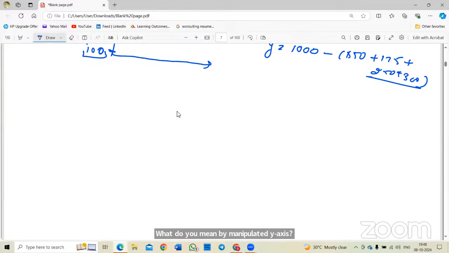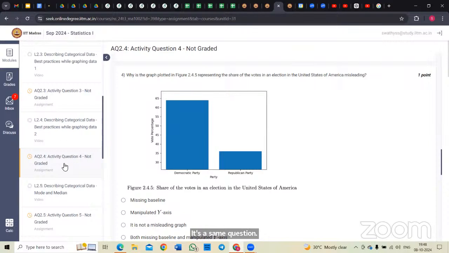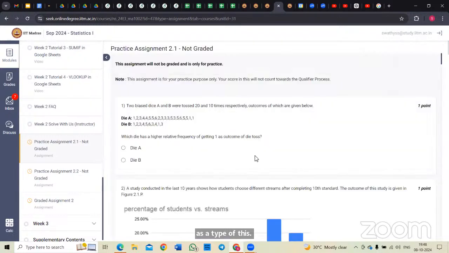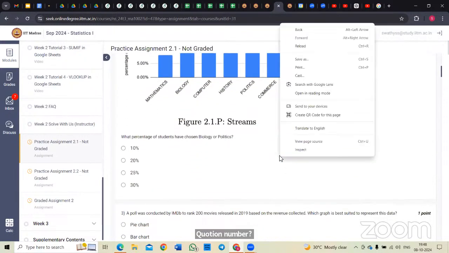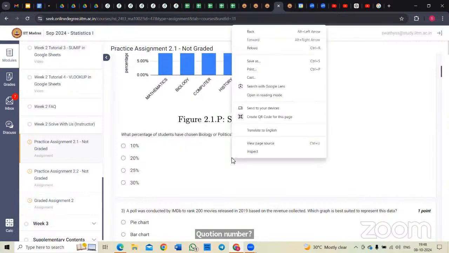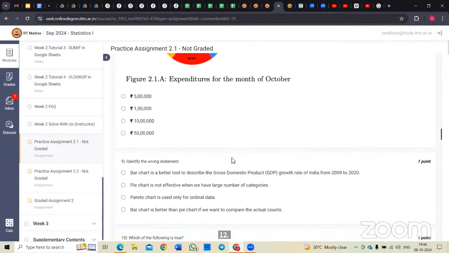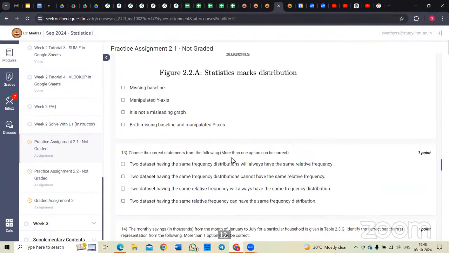Ma'am, I already have a question. In practice assignment 2.1, there is a question like this, but it's showing that it's already a manipulated y-axis and missing baseline. It's the same type of question. Practice assignment 2.1, question number 12. Isn't it the same type of question there?